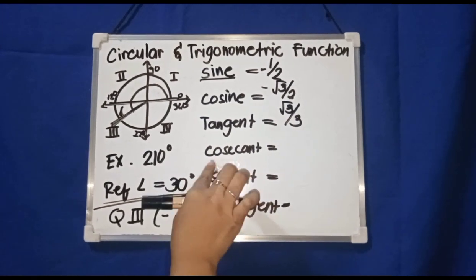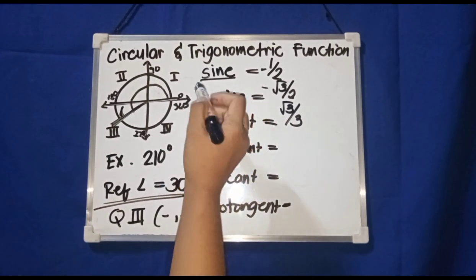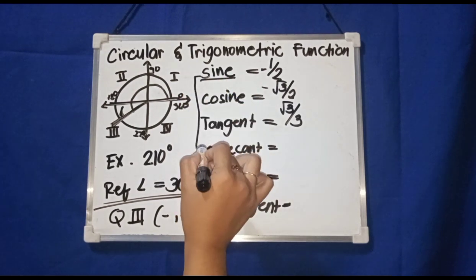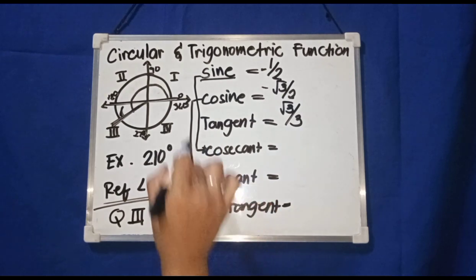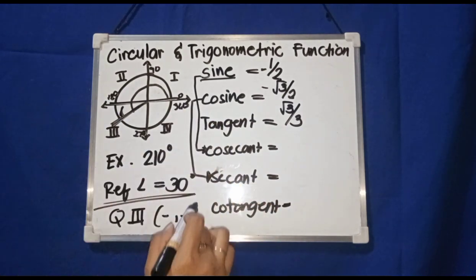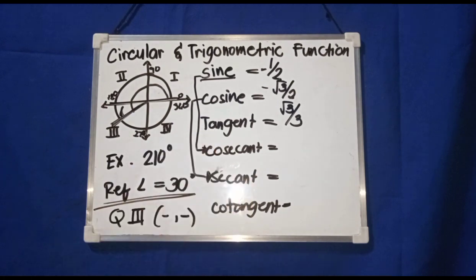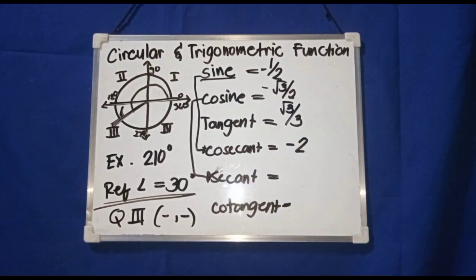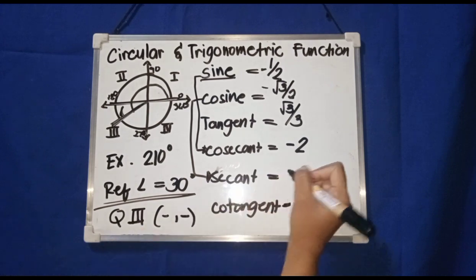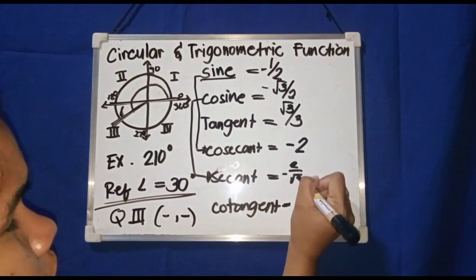So for cosecant, always remember that cosecant is the inverse of sine, while secant is the inverse of cosine, then cotangent is the inverse of tangent. So what is the inverse of negative 1/2? We have negative 2. How about the inverse of negative square root of 3 over 2? So we have negative 2 over square root of 3.